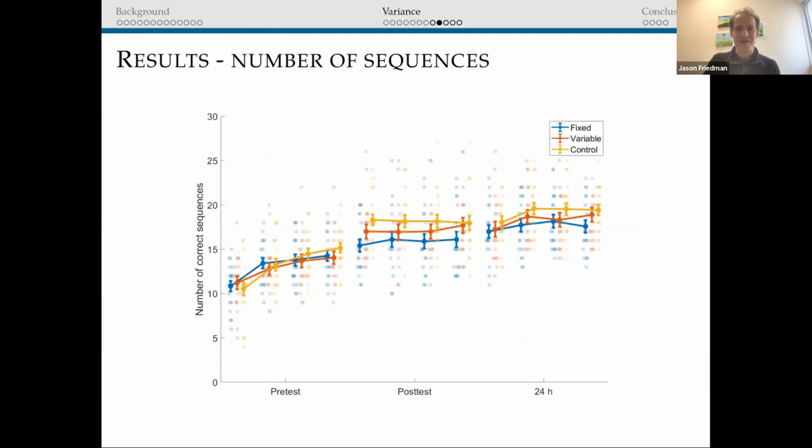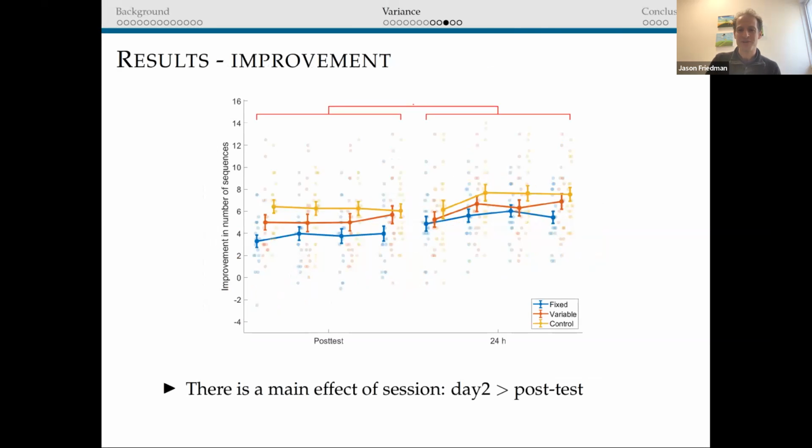Okay, so this is the graph of the improvement. This is the number of sequences they perform. Because there's a lot of variability within each of the groups, we instead look at the improvement of each group. So we saw there's an improvement here. You can see they're greater than 0. So all the groups improved. There's also a consolidation effect. They were better at 24 hours compared to post-test.